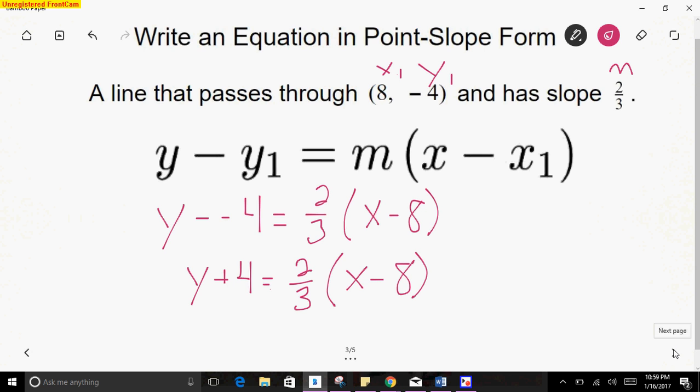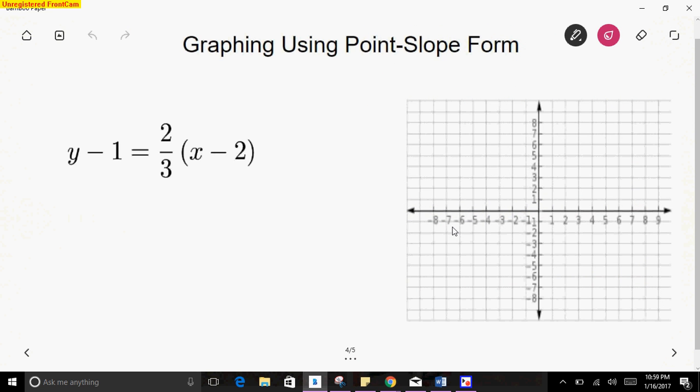The last thing we're going to talk about is if I already give you an equation in point-slope form, how would you go about graphing it? Now, in order to graph, all we really need to know is a point and a slope. So, first we're going to pick the point out of the equation. We have the point +2, +1. Because remember, it would be -2 and -1. And then our slope equals 2/3.